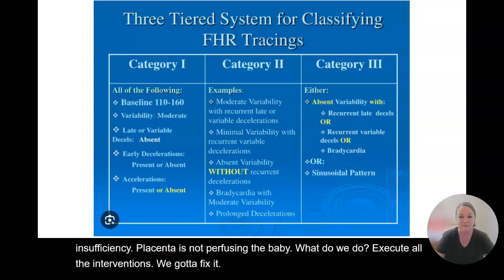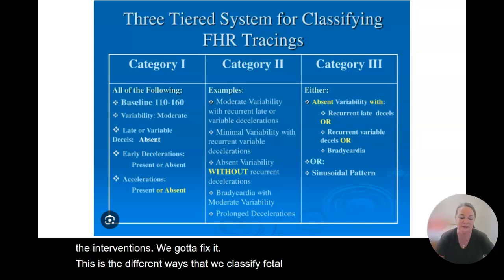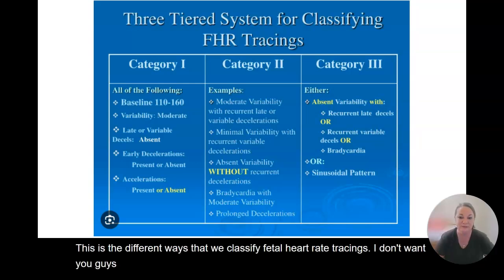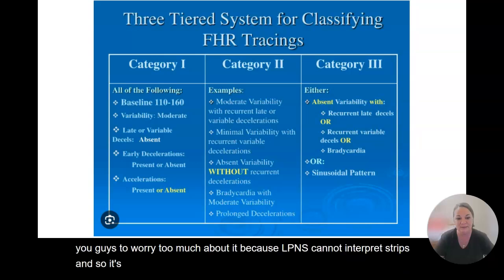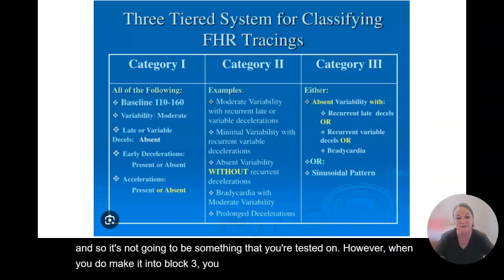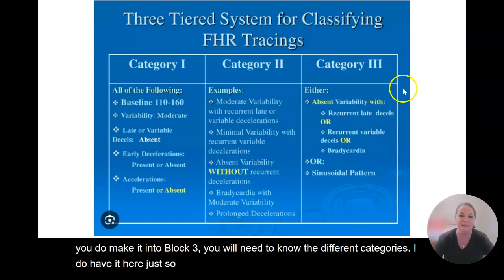These are different ways that we classify fetal heart rate tracings. I don't want you guys to worry too much about it because LPNs cannot interpret strips, so it's not going to be something that you're tested on. However, when you make it into block 3, you will need to know the different categories. I do have it here just so you know. These categories tell us exactly what to do.